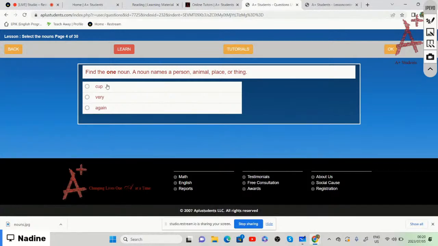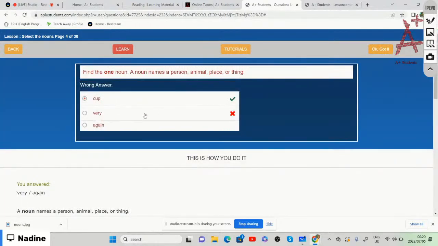So find one noun within the next one. Remember, a noun names a person, an animal, a place, or a thing. Is it cup, very, or again? Let me quickly choose very. So I chose the incorrect one. Very is incorrect. Cup is a thing. And remember, if you make a mistake, well done to the person that chose cup. Cup is correct because cup is a thing.